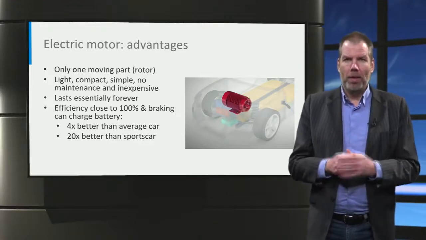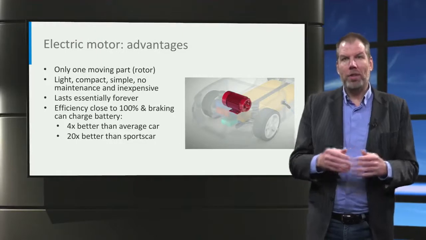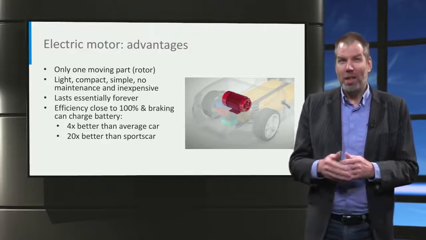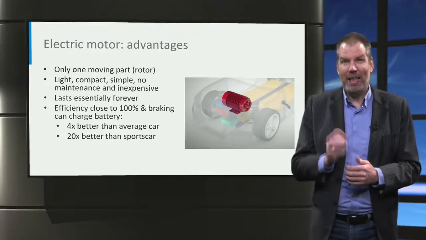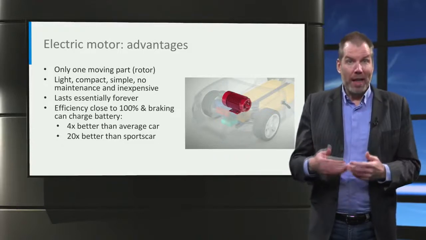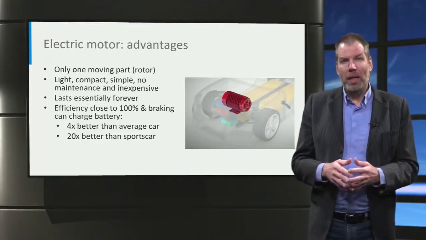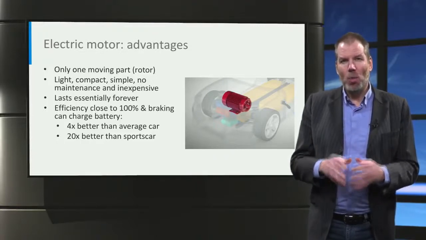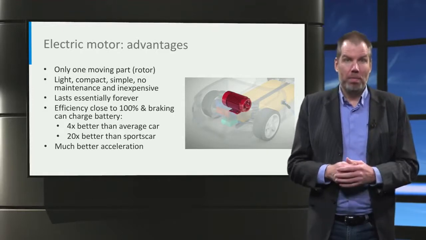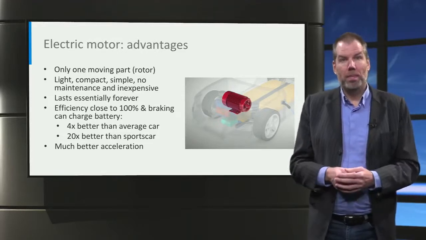Because of this, the average electric car is 4 times more efficient than the average conventional car. And if you compare a sports car, the electric car is up to 20 times more efficient. So, oversizing an electric engine doesn't materially reduce efficiency, and the engines are cheap and light. That's one reason why in practice electric vehicles can accelerate much faster. They simply have much bigger engines, and there's no downside to that.